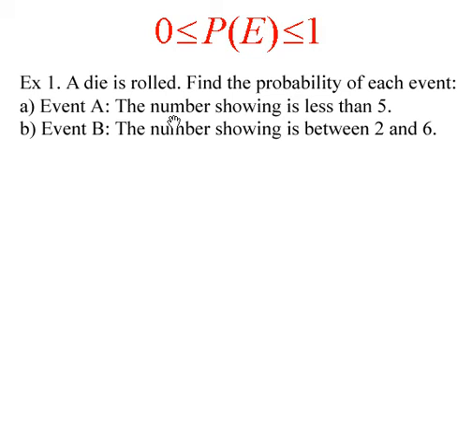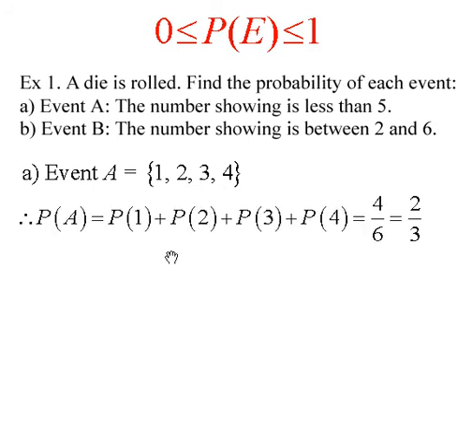Event A says that the number showing is less than 5. Well, the sample space to represent that is 1, 2, 3, 4. Therefore the probability of event A is the same as the probability of rolling a 1, or rolling a 2, or rolling a 3, or rolling a 4. So we're going to add them all together.